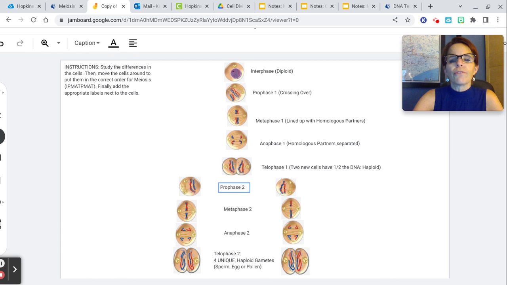I think we're all done, folks. We've got an interphase, prophase 1, metaphase 1, anaphase 1, telophase 1, and then prophase 2, metaphase 2, anaphase 2, telophase 2. That's it. When you get it all set up, you can go ahead and submit it.